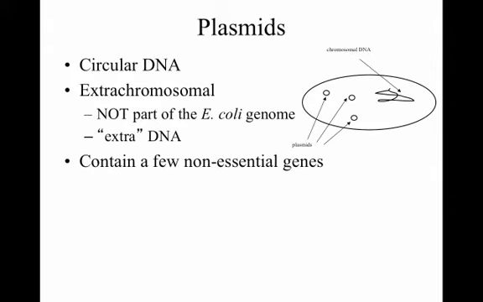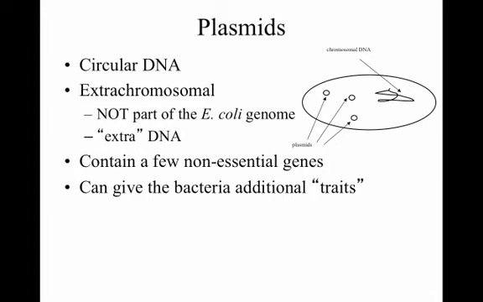So kind of like on your car, right? You need your motor and you need your wheels to run the car. You don't need to have a radio. You don't need to have power windows. You don't have to have a sunroof. So the plasmids contain a few non-essential genes, the ones that code for these bonuses, these extras.